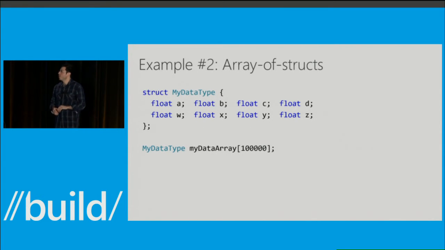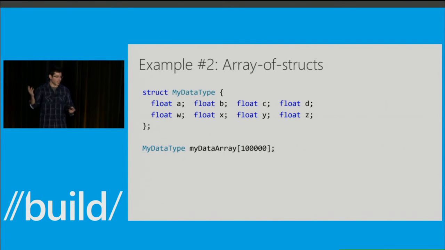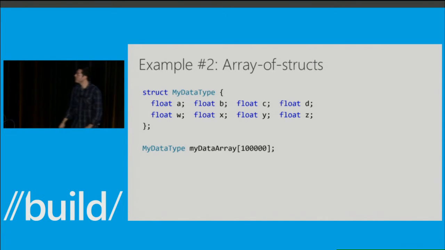The second example I want to do is array of structs. So let's say I've got this struct called myDataType. It's got 8 elements in it, floats: A, B, C, D, W, X, Y, and Z. And I've got this big array of these myDataType things.